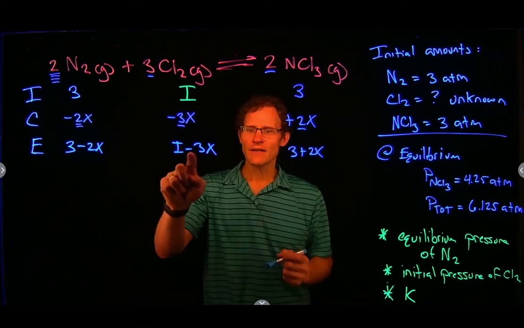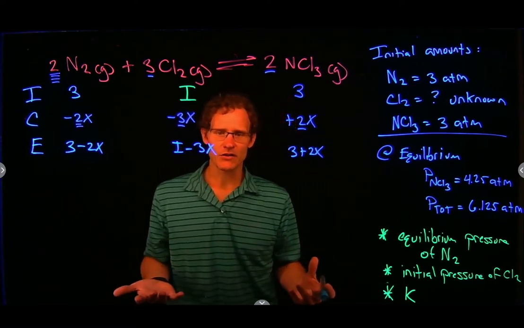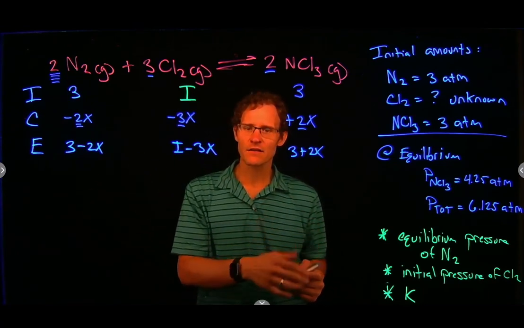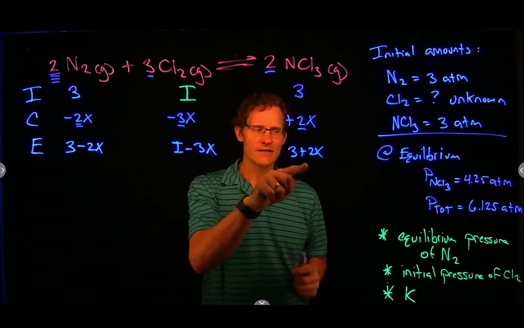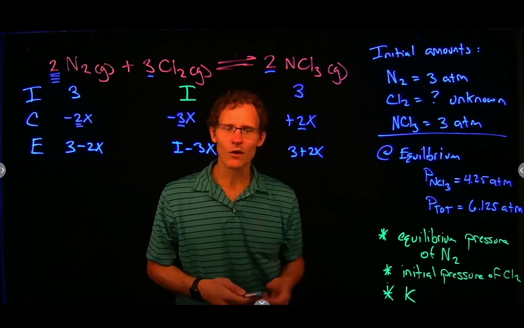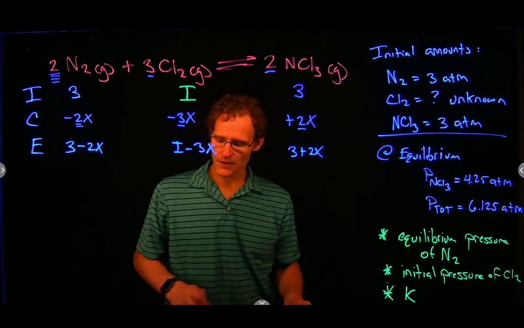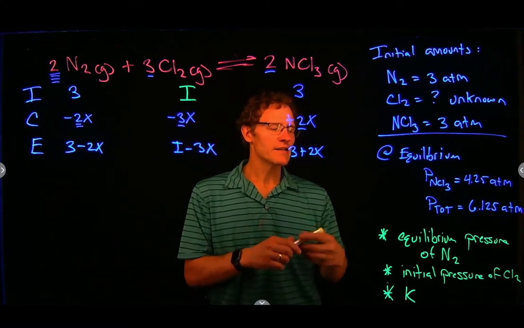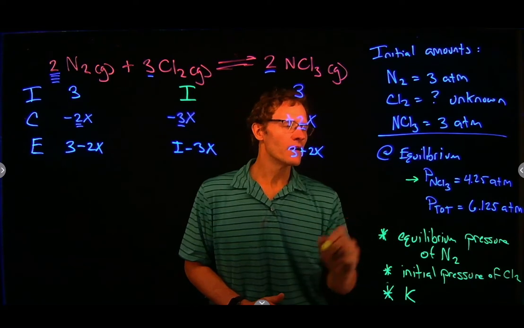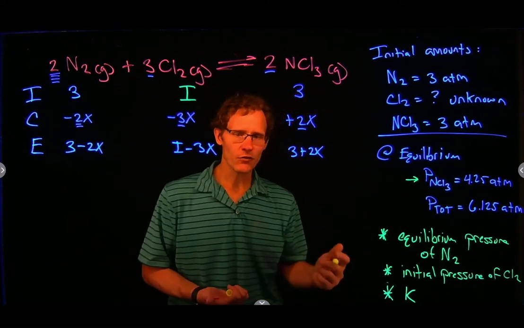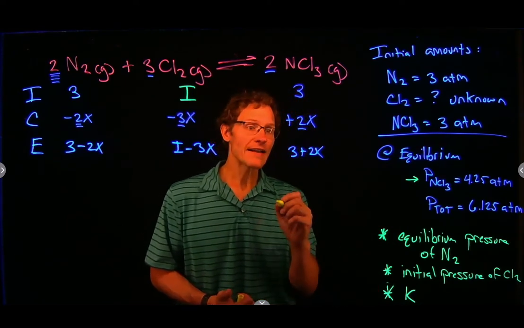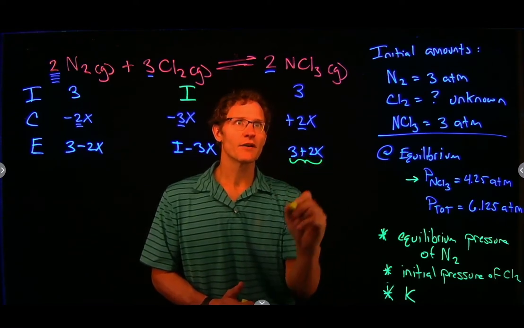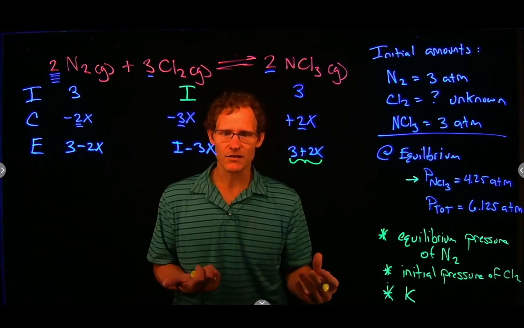We have information about the equilibrium pressures of each of our reaction substituents, our reactants and our products. We're going to be able to leverage this information to determine the things that we want. Okay, so let's look at what else we know here. We also know that at equilibrium, the pressure of nitrogen trichloride is 4.25 atmospheres. That's important because we also know that at equilibrium, the pressure of nitrogen trichloride is 3 plus 2x.